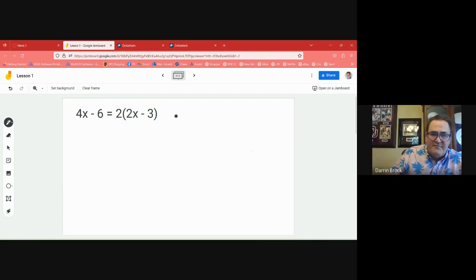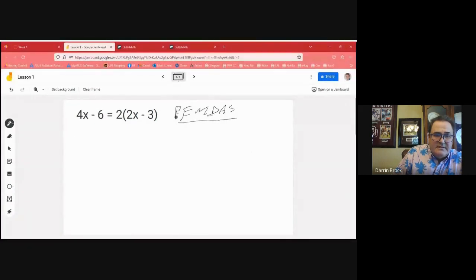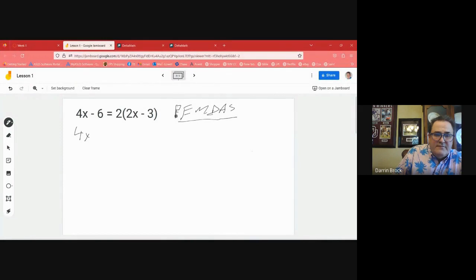All right, very good. If we have parentheses with our PEMDAS, order of operations, that we've learned and gone over many times, parentheses would be first. So we're not going to do anything on this side yet. There we go. 4x minus 6. Nothing on the left side, but 2 times 2x.